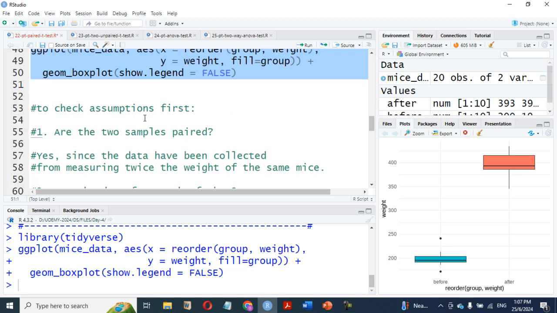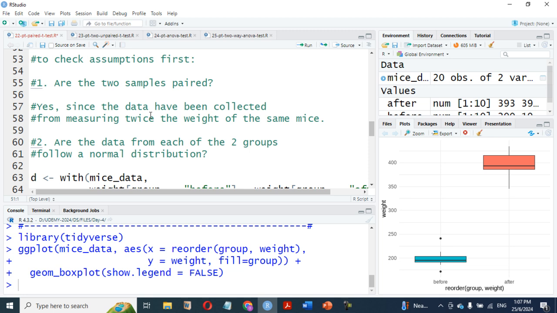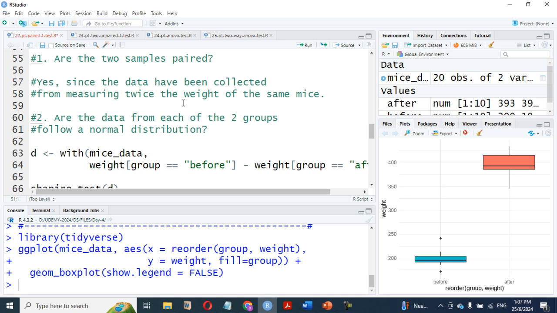So before you go further, you can check our assumptions. Okay, let's first check assumptions. Are the two samples paired? That is the first question. Yes, since the data have been collected by measuring the weight of the sample twice. We measure before we administer treatment, then after treatment is administered, we measure again. So we have them twice, before and after. So that is the grouping. The same specimen, don't forget that.